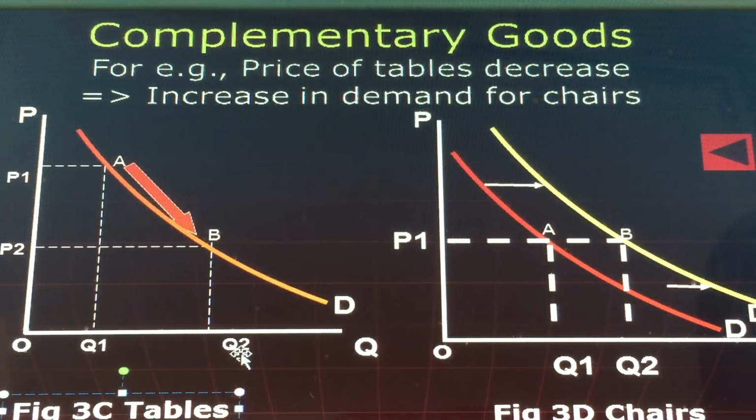So when they buy more tables, what do they need? They need chairs. Alright, for the demand for chairs, what will happen? Any change in the price of chairs? No. But because people buy more tables, there will be more people buying the chairs. So there will be an increase in demand, and not quantity demanded, for chairs. It's an increase in demand for chairs.